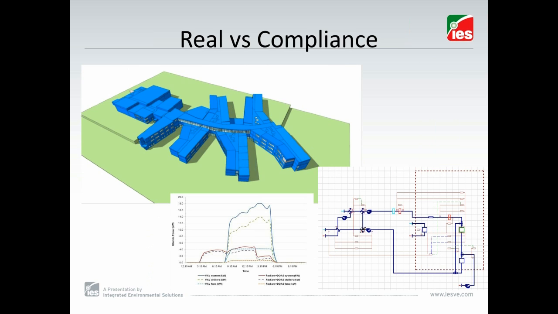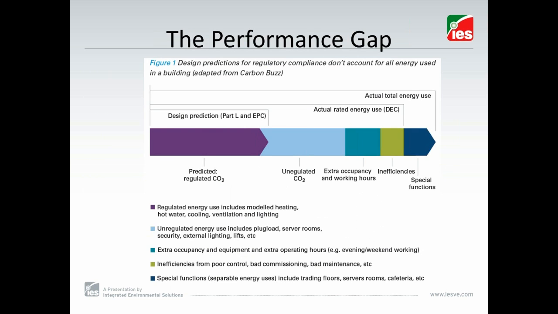We're talking about real building energy modelling versus compliance. So taking the NCM out of the equation, if you like. I mean, of course we need to do it. It's a legal requirement, but it doesn't give a very accurate picture of how the building is actually performing. It doesn't take into account plug loads, and as we saw here, the extra occupancy, extra operating hours, quite a common scenario, inefficiencies, and then special functions.